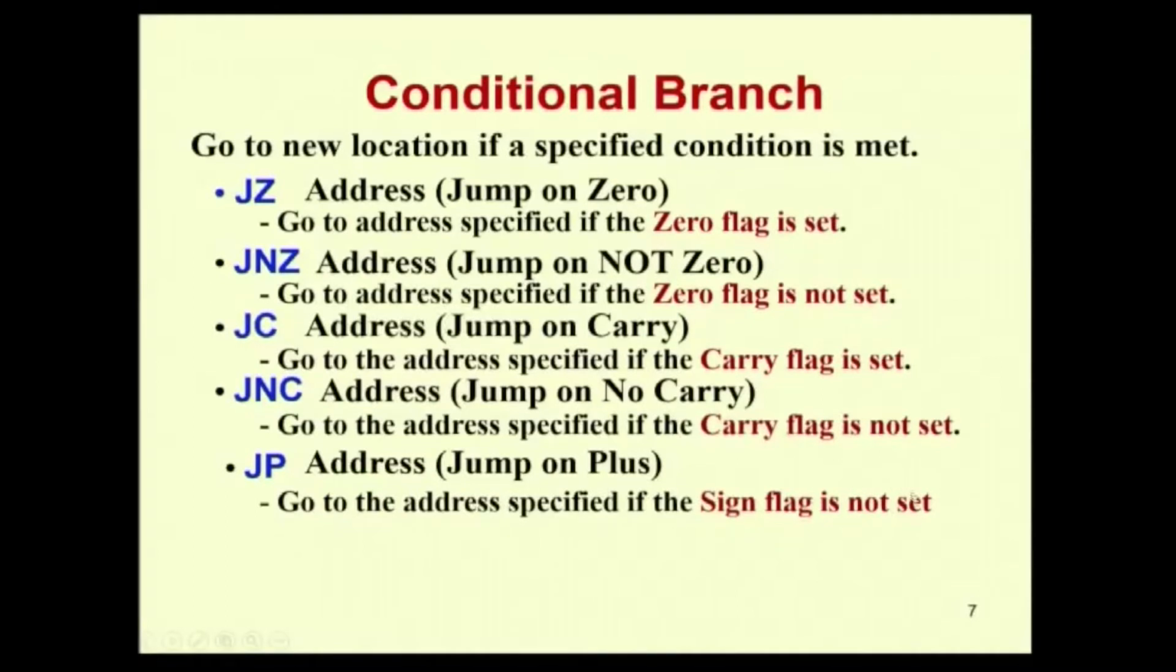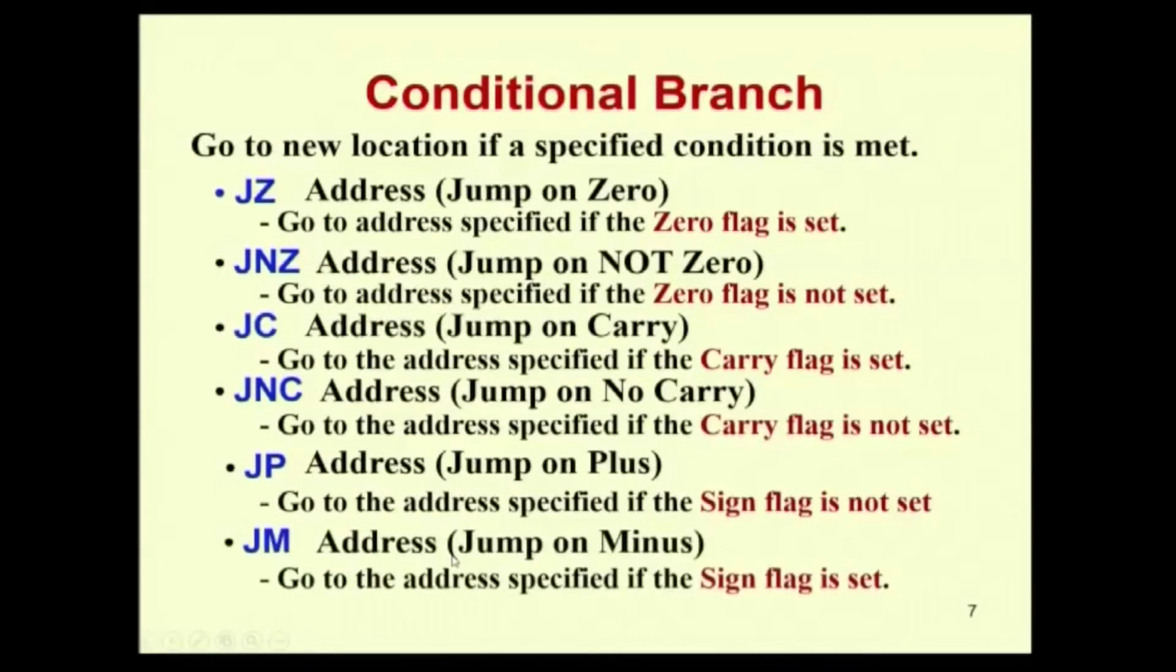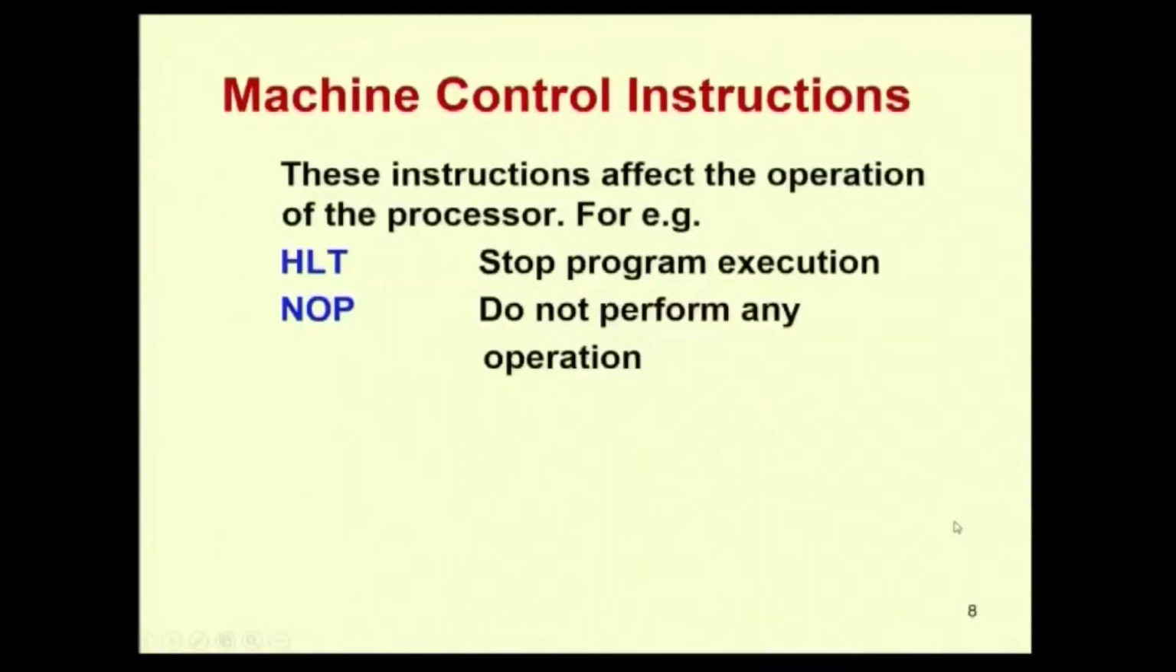If the sign flag is not set, it means the number is positive, and P means positive. Negative means minus. If the sign flag is set, then the number is negative, and M means minus. So, if the sign flag is set, the result is negative, and the program will jump. Then of course, there are instructions for machine control also.